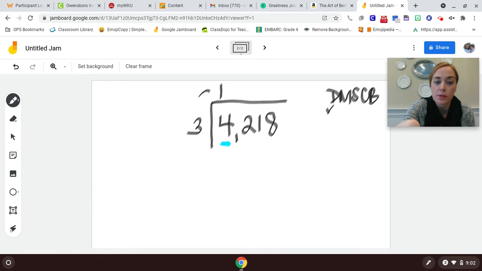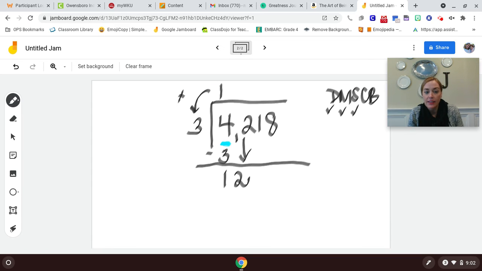Now I have to do my multiplication. 1 times 3 is 3. Now I have to do my subtraction. I'm going to take 4 and subtract 3, which is 1. And now I have to check. What do I bring down? Well, I'm going to bring down my hundreds place, which is 2. And now I'm looking at the number 12, okay? So now I'm looking at the number 12 down here.